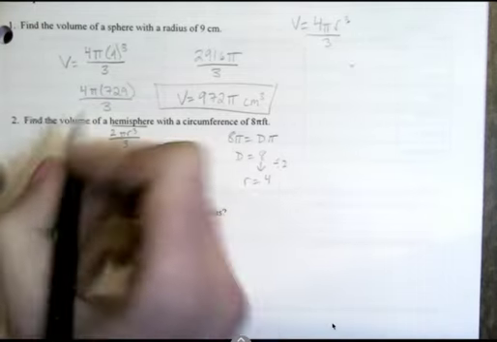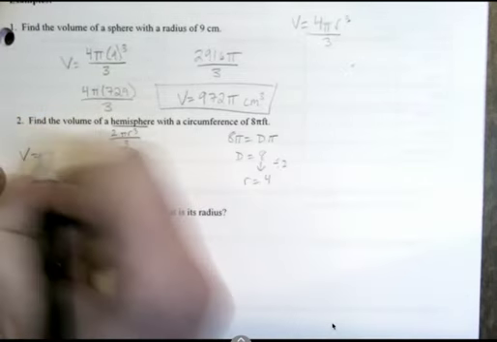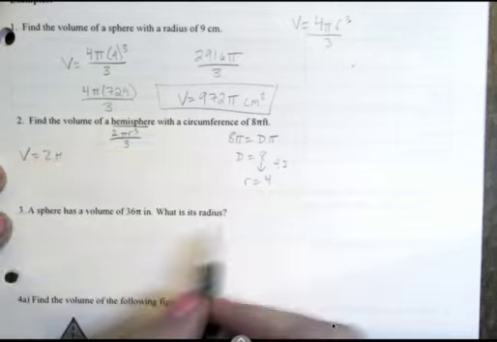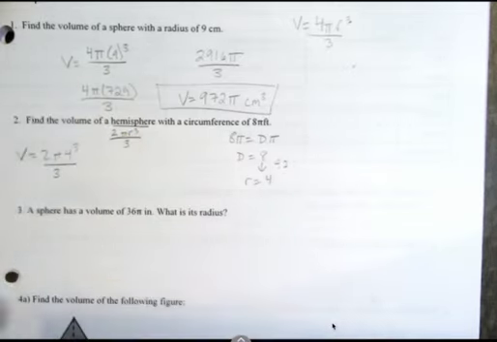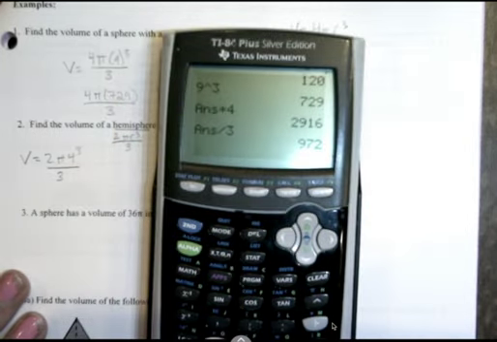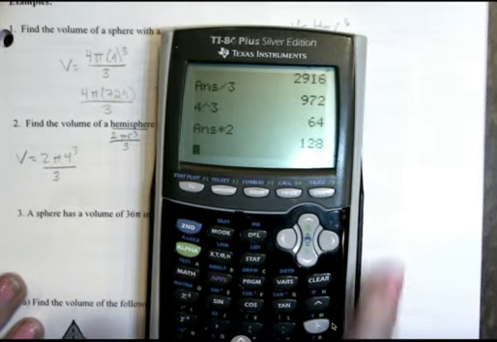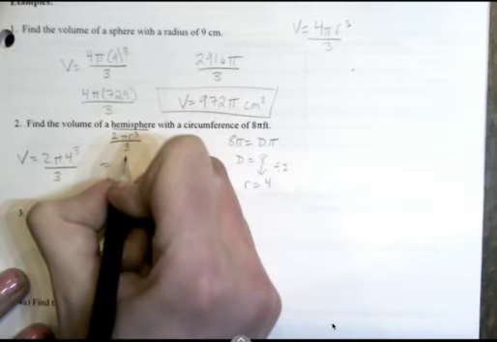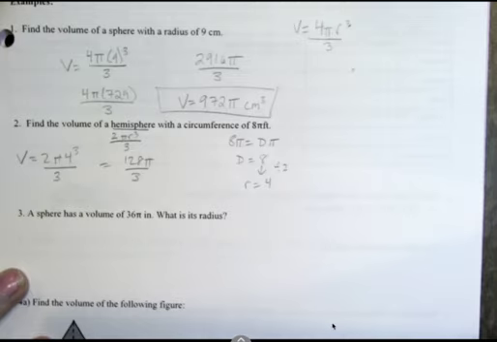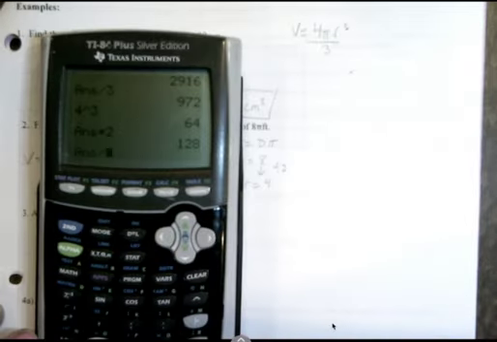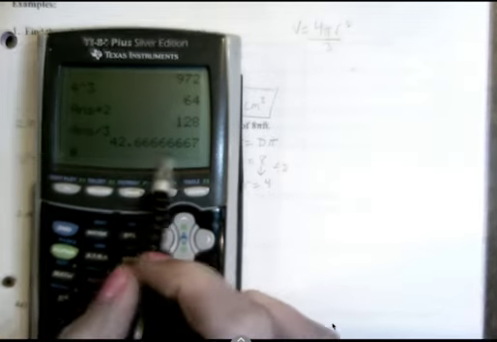Okay, so we now know the radius is 4. So we've got 2 pi times 4 cubed over 3. We're going to do 4 cubed first, then times 2. So we have 128 pi over 3. We're going to check, can I divide that evenly by 3? This does not divide evenly.